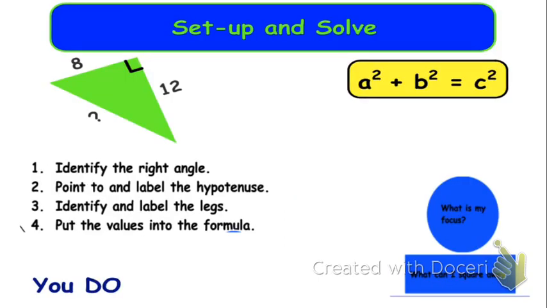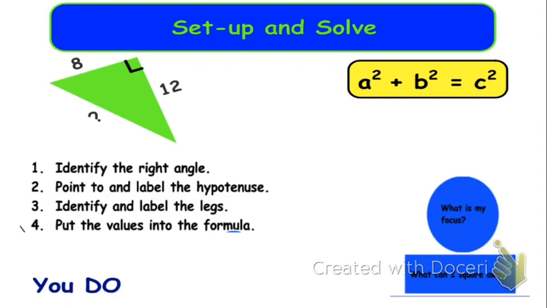Okay, so I want you to go ahead and do this one on your own. Go ahead and identify your right triangle, point to and label the hypotenuse, then identify and label the legs, and then put the values into the formula and see if you can find C.